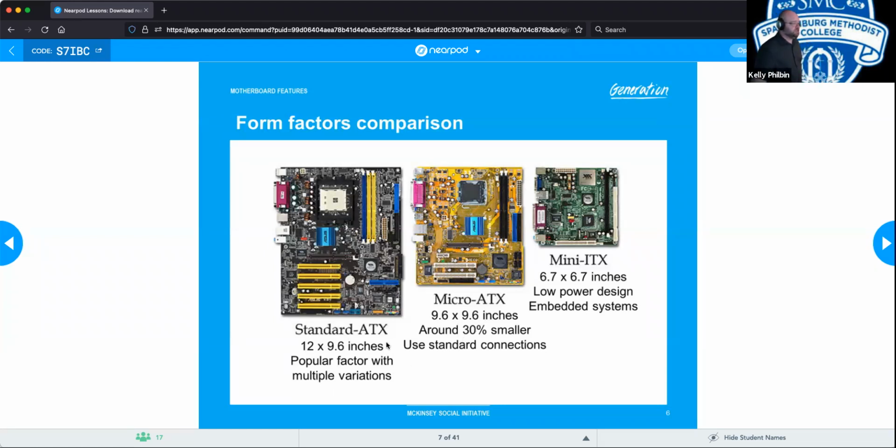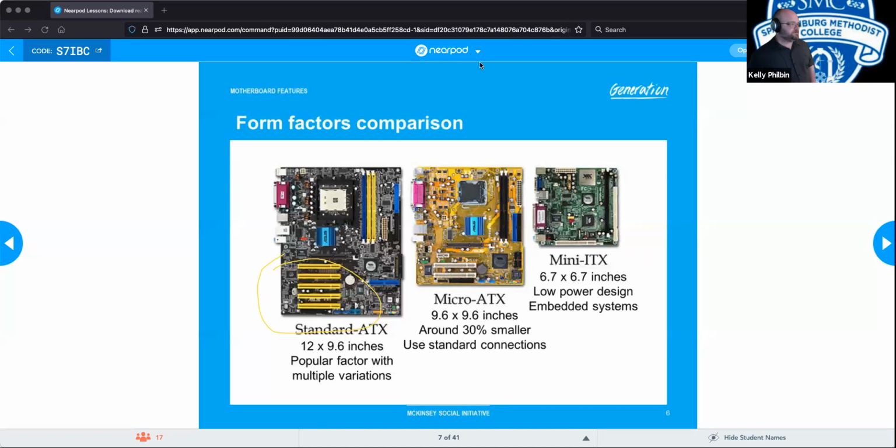Also, if you're just looking at it at a quick glance, if you see 5 plus expansion slots right here, good bet that's an ATX. This one has more than that. I didn't capture the AGP as well.